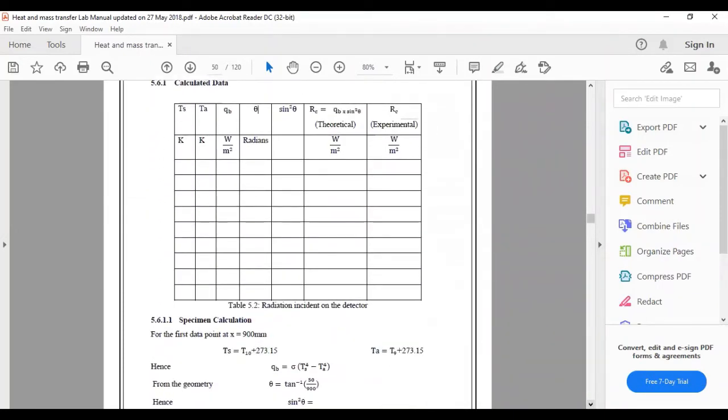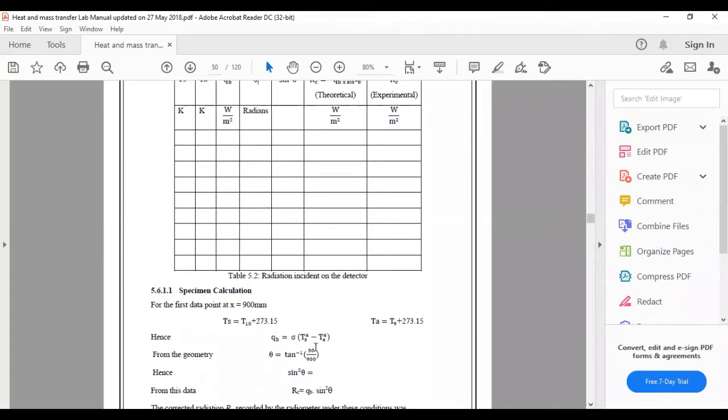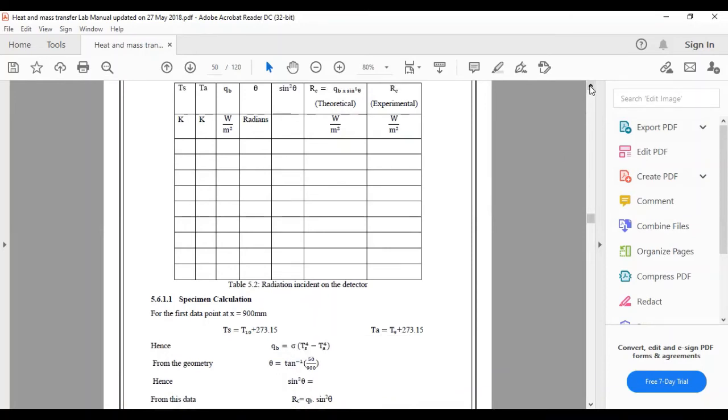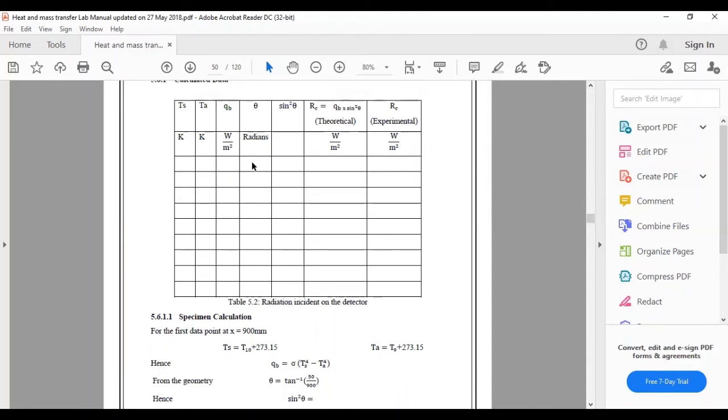For example, the height value of this radiometer is 50, and for our first reading, the distance between the radiometer and the heater is 900. Then we will take their ratio and we will take their tan inverse. We will get the value of this theta. So for different distances, we will get all the values of this theta, and then we will take the reading of this theta and multiply it by sine square theta. So we will take the reading of sine square theta into this column.